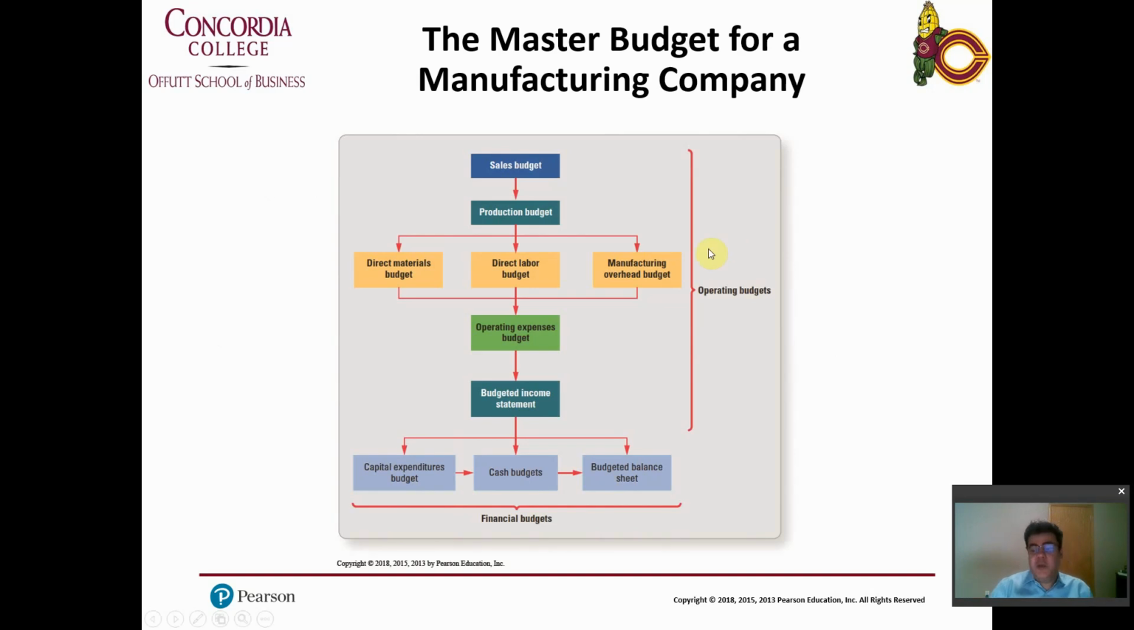So this is our chapter 9. This is our class today. Sales, we start with the sales budget. We need to know how much money we will have to spend. And then we go through the production budget, direct materials, labor, and overhead. And then operating expenses and the budgeted income statement. These are the operating budgets. Financial budgets: capital expenditure budget, if we are purchasing equipment and so on, cash budgets, and then we add it with our balance sheet.